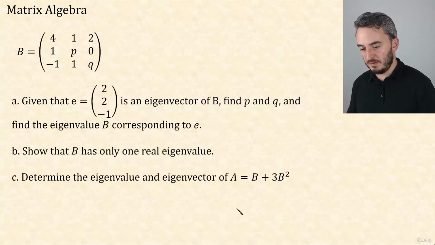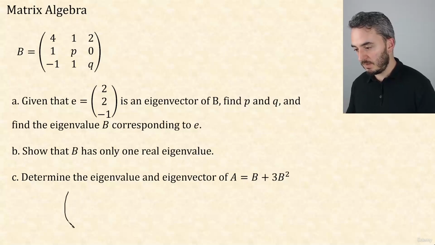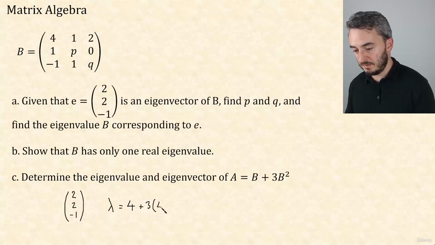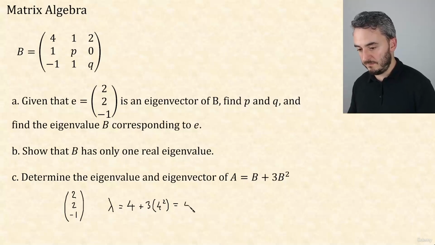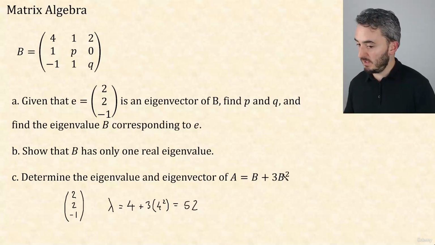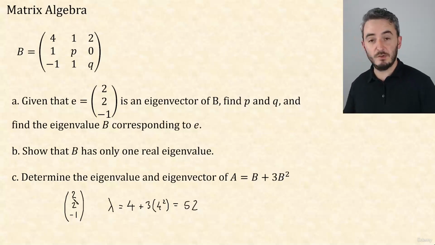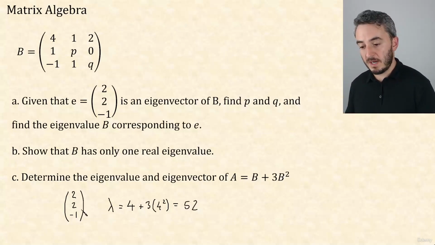The answer is going to be that the eigenvector of A is (2, 2, -1), and the value of lambda is simply our old value of lambda, 4, plus 3 times 4 squared, and so we've got 3 times 16 is 48, plus 4 is 52. And the justification for that is you can apply B multiple times and multiply it by stuff and add B again to this vector, and all you're doing is stretching it in different ways. By how much have you stretched it? Well, it's by a factor of 52.